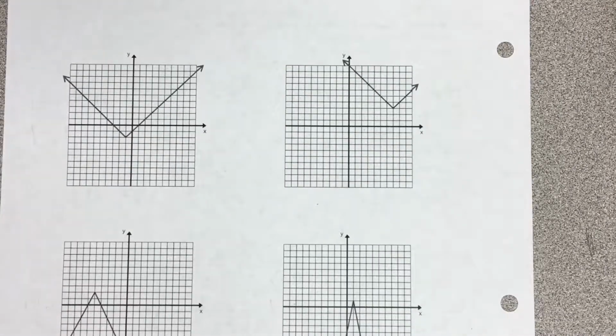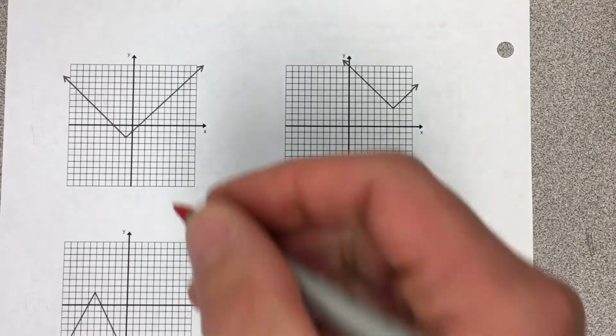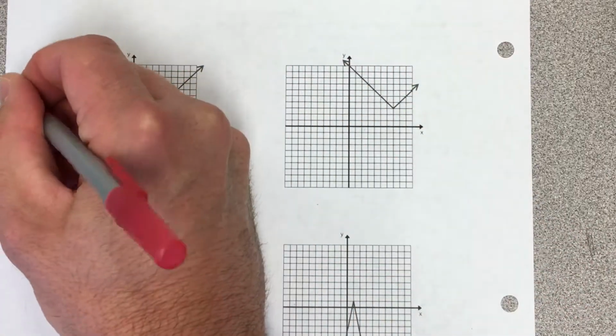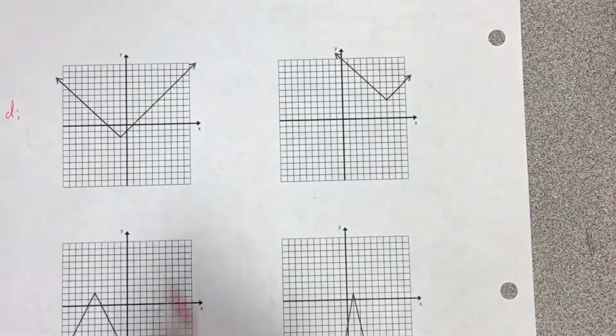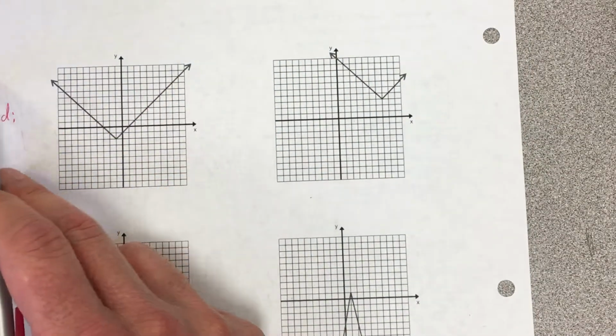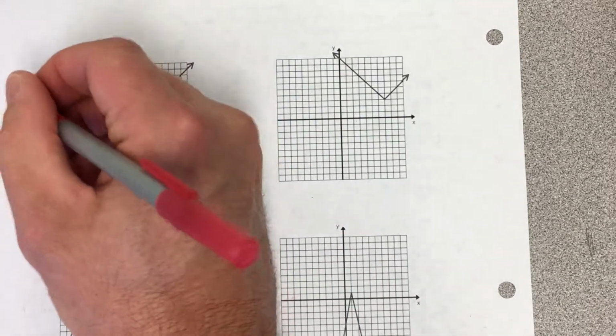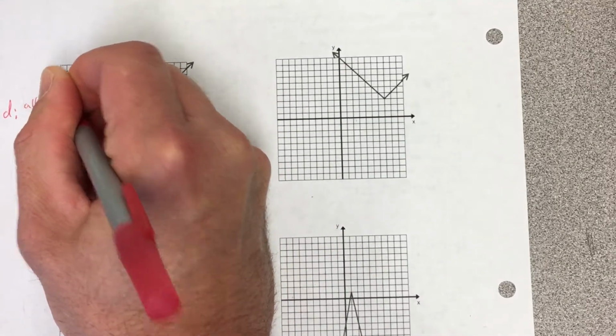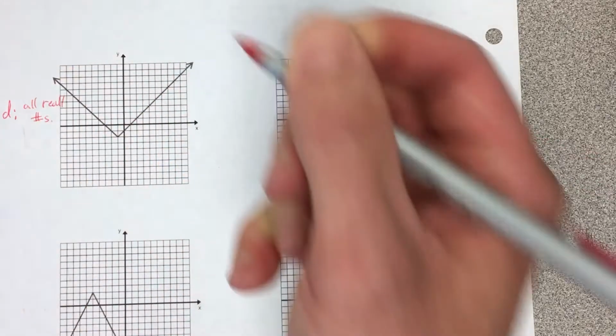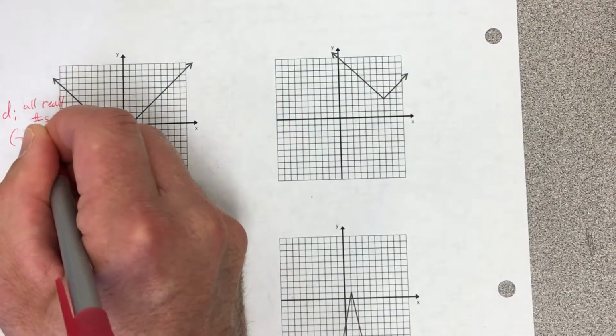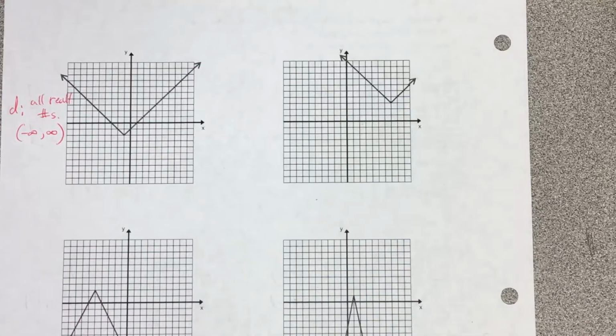Okay, now here's what you're going to likely see on our test. You're going to graph an absolute value graph, and then from there, you're going to be asked to write domain and range. Well, the domain for this first one, because of these arrows going forever to the left, forever to the right, your domain is going to be all real numbers, but we're going to expect you to write it using interval notation, negative infinity to positive infinity.